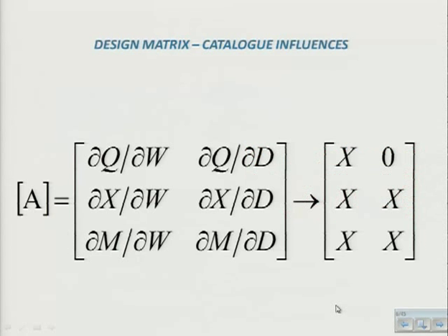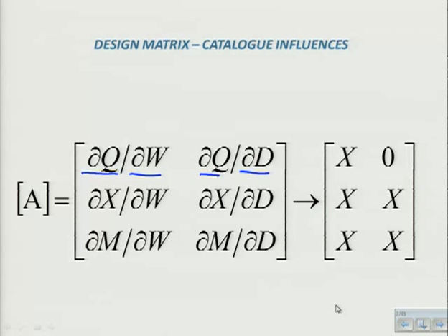So what does A look like? Well, A looks like a matrix full of partial derivatives. And so very simply, what we're looking at is a series of equations. And so this is telling me how the Q, the flow rate, changes with W, the pump speed. And this one tells me how the flow rate changes with the head diameter.